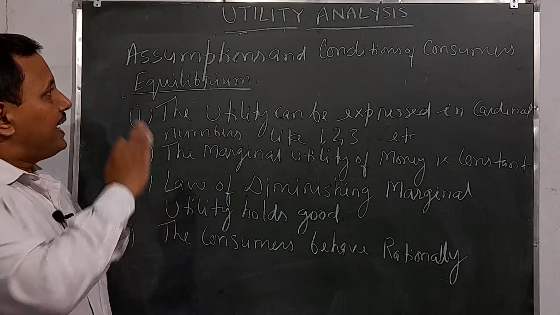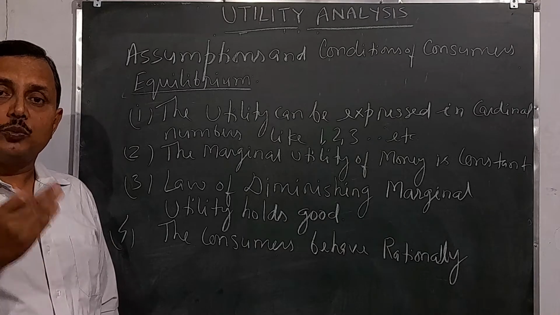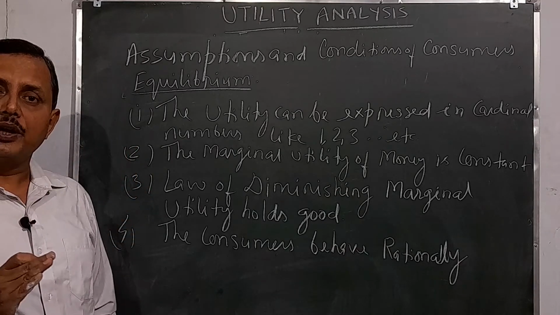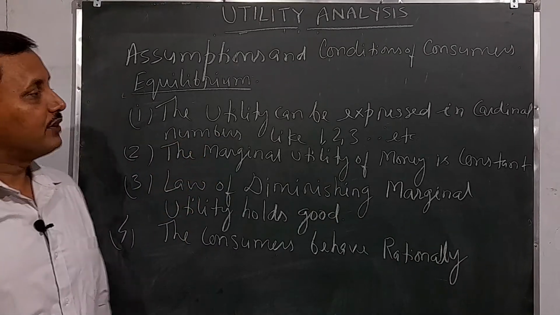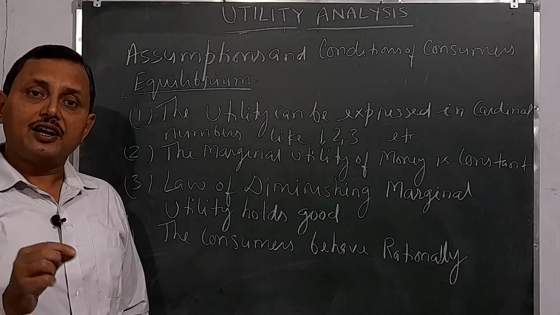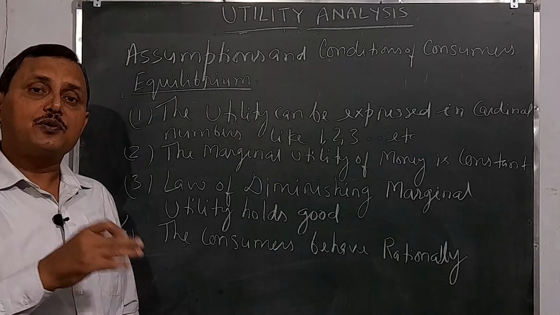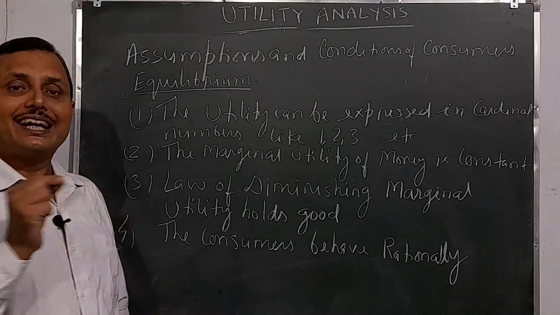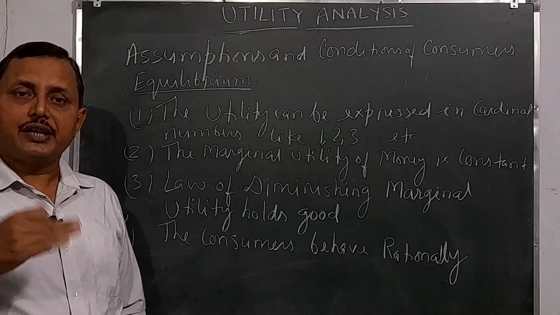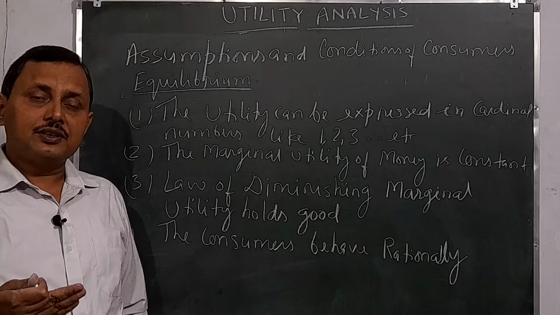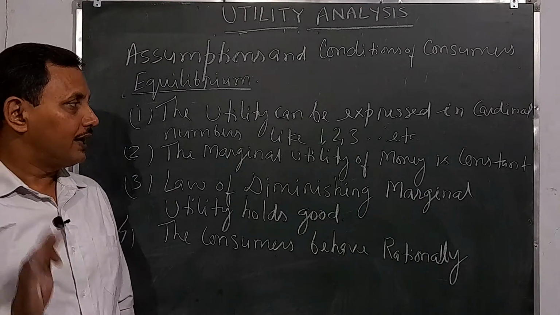Okay, so now we will see assumptions and conditions of consumer's equilibrium. What are the assumptions over which the concept of consumer equilibrium is based? First one is utility can be expressed in cardinal numbers like 1, 2, 3. We are studying about the cardinal measurement of utility, and the first assumption is that whatever satisfaction has been derived from consumption of commodities can be expressed in cardinal numbers like 1, 2, 3. Like you are consuming any commodity X, so you are able to express that I have got 5 units of utility or 10 units of utility like this one.